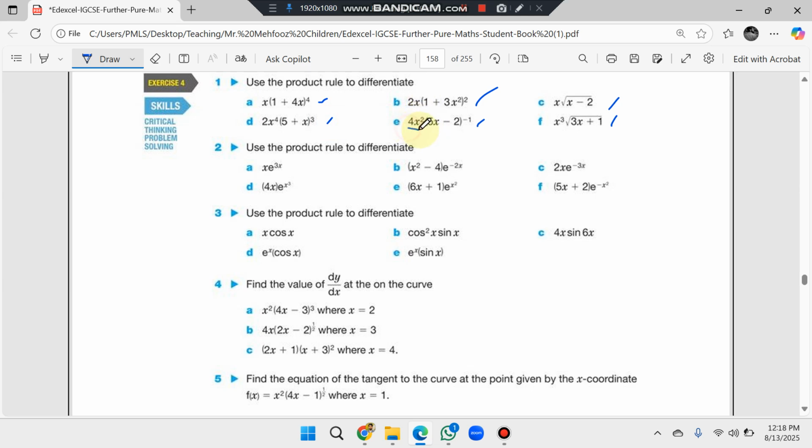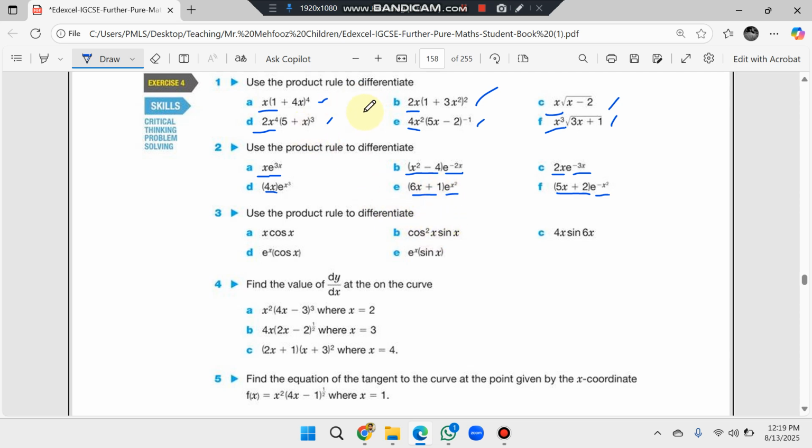The first, this 4x square, this 2x, this 2x raised to the power 4, this x, this again x, this x cube, all are u, and the second one is v. Use the product rule to differentiate. This is u, this is v, right? Again this is u, this is v, this is u, this is v. All the first terms are u and the second terms are v. So we have to apply the product rule to solve these questions.